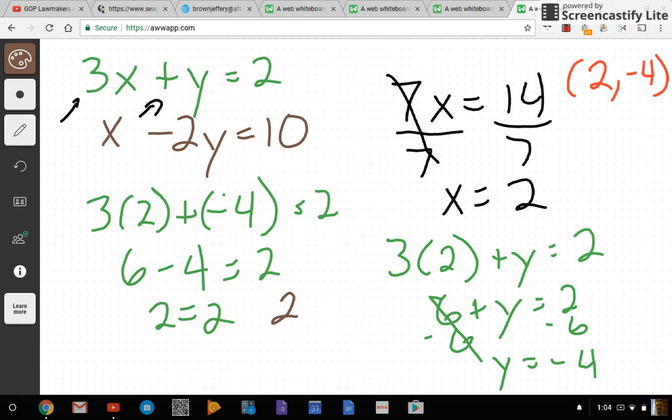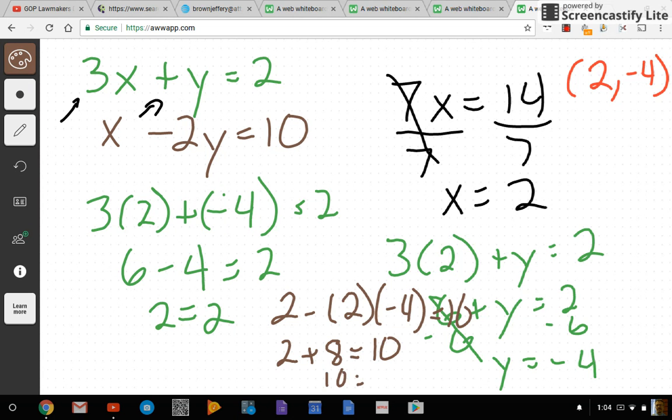So 2 minus 2 times a negative 4, I did that probably the worst way you could possibly do it, is equal to 10. So negative 2 times a negative 4 is going to be a negative times a negative is a positive. So that would be positive 8, and that is 10. And that is 10 is equal to 10. So these both check out. So that tells me this is the correct answer.